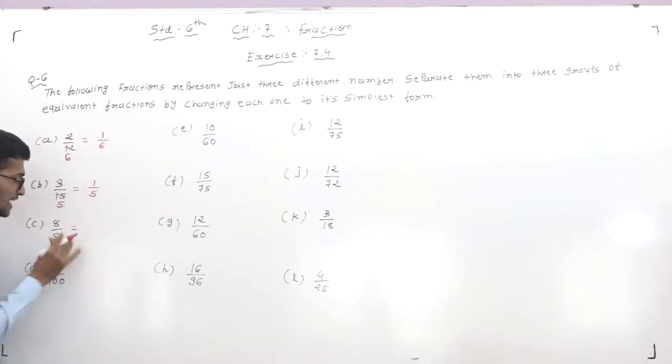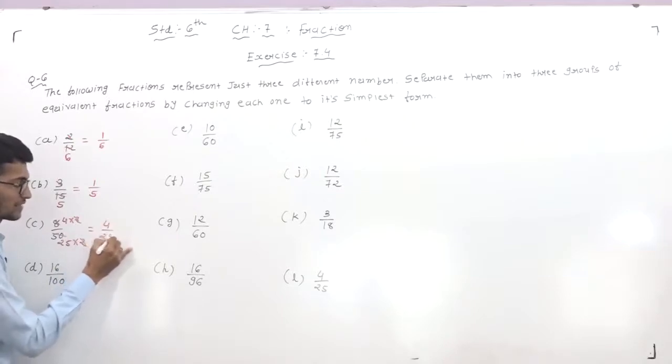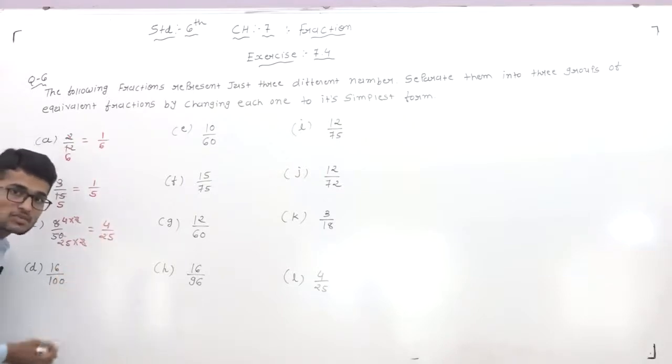Then after this, 8/12. First of all 8 is cut, 4 2s are 8, and 12 is cut, 6 2s are 12. So 2 2 cut, our form is 4/25. This one is our simplest form.